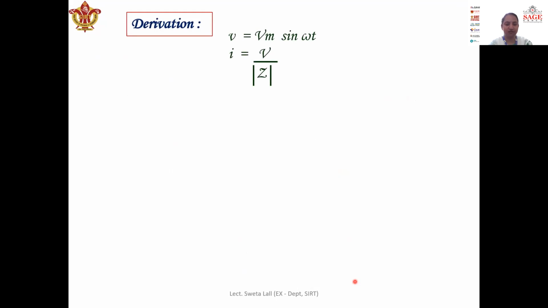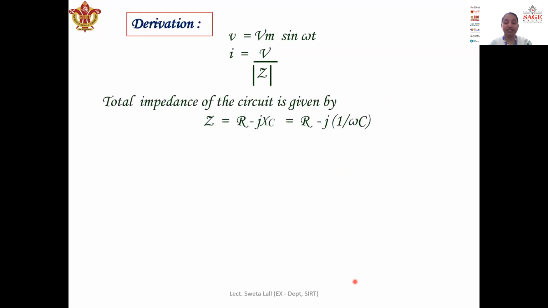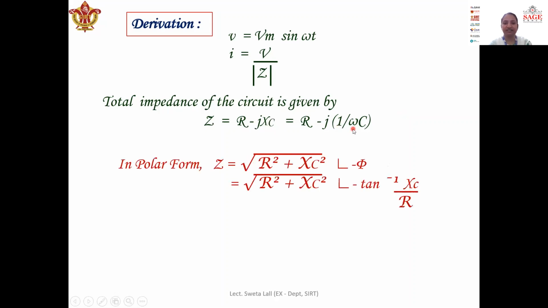V is equal to Vm sin omega t. We have already discussed that V is equal to I into Z, so I can be written as V by Z. So here the total impedance of the circuit is given by R minus jXC, right? Because we know that when we take the capacitor effect in the impedance, it would form the negative sign in the complex part, right? So Z is equal to R minus jXC, and XC is nothing but 1 upon omega C. So we can write it like this.